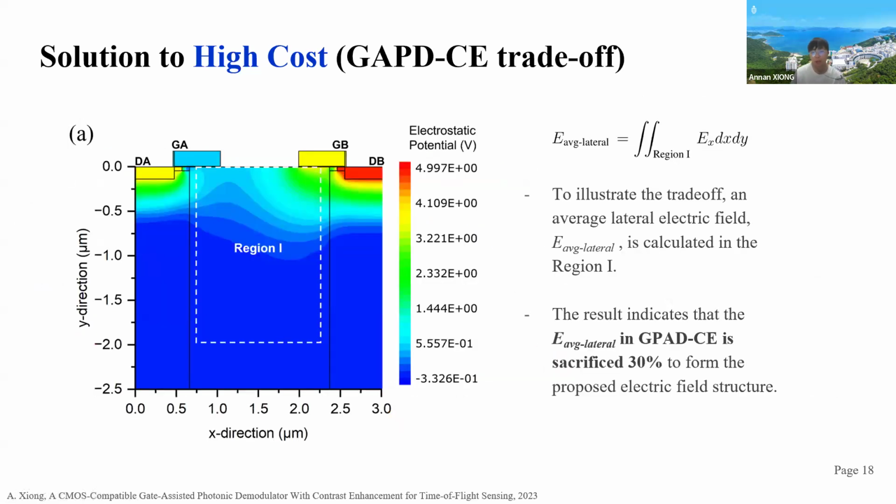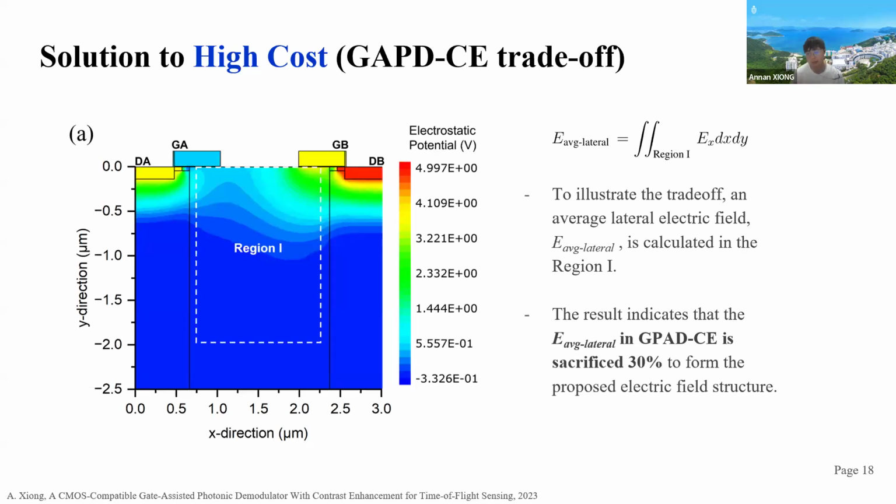To illustrate the trade-off, the average lateral E field for this structure is calculated for region 1. Definitely, every method will have a trade-off. Our method's trade-off is that the result indicates that the average lateral E field in GPD-CE is sacrificed by 30% to form the aforementioned electric field structure.